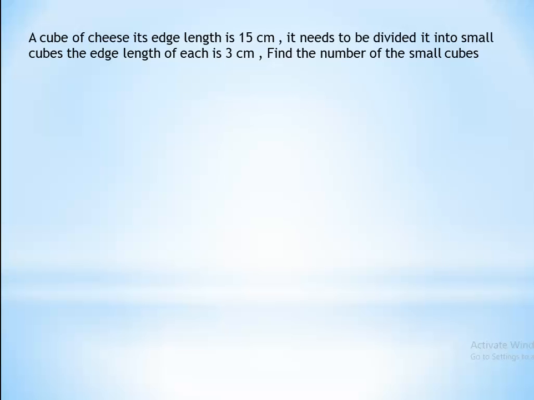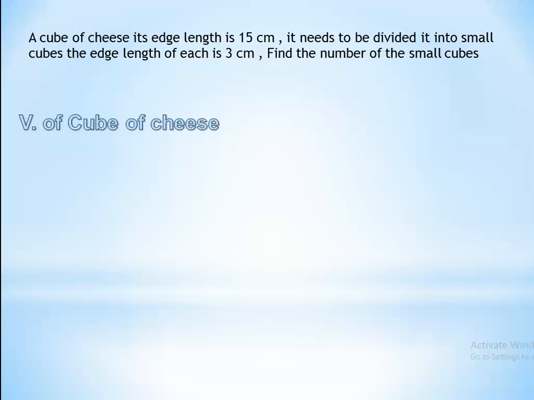Let's see the example. A cube of cheese, its edge length is 15 centimeters. It is needed to be divided into small cubes. The edge length of each one is 3 centimeters. Find the number of the small cubes. So we have a cube of cheese, and we are going to divide it into small cubes. So we need to find how many small cubes we have.